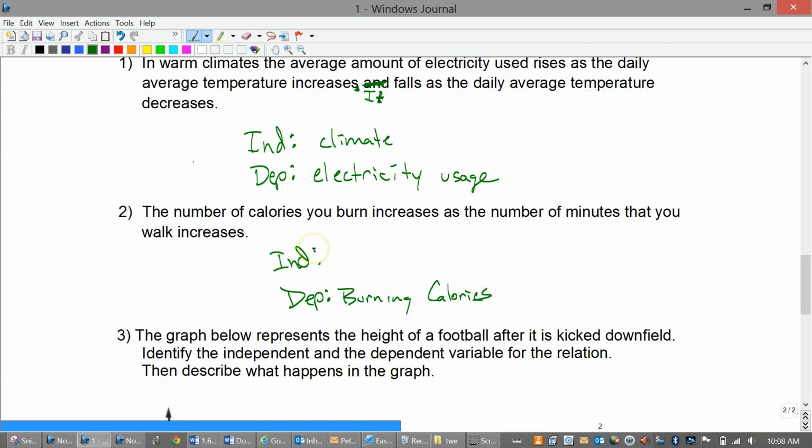Which is the independent? It would be time walking. Time, the amount of time you're walking. Okay, again, the time is the independent. Okay, the dependent is the other thing. Another way to look at this, you burn calories as a result of walking. The amount of time you walk is the independent time. The result is the burning of the calories.